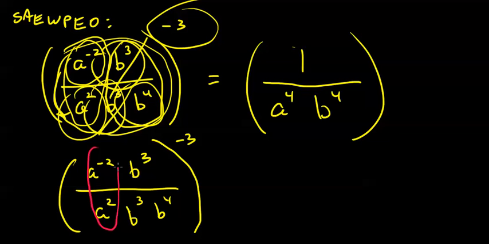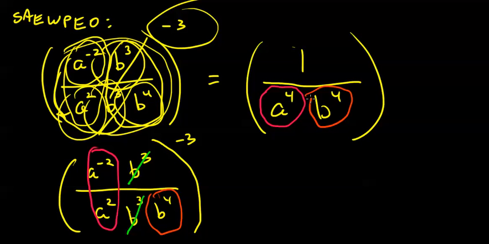I claim these 2 powers of a can be combined into 1 power of a. A to the minus 2 over a squared indeed reduces to a to the 4th in the denominator. Please convince yourselves of that fact. The b cubes are common factors over a fraction bar, so they'll cancel out. And then the b to the 4th power will just be carried over into our fractional expression in the base. Okay?